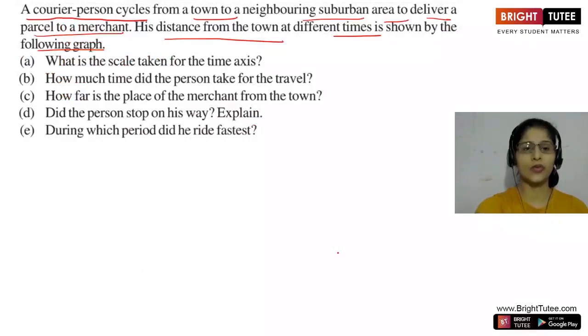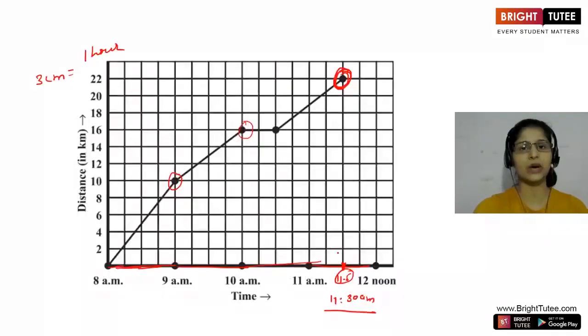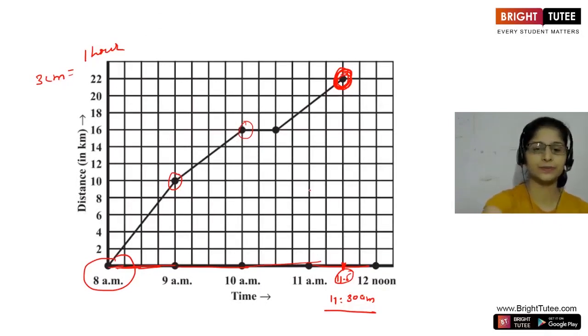The next question is, how far is the place of the merchant from the town? So they're saying how far is the place of the merchant from the town. So you see, where did he start? At 8. And where is he reaching? Here at 11:30. So how far? What is the total distance traveled?